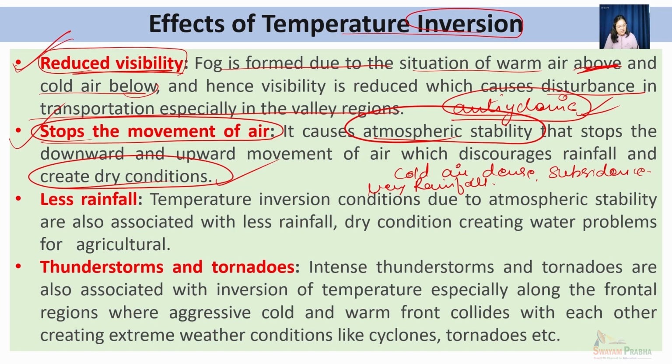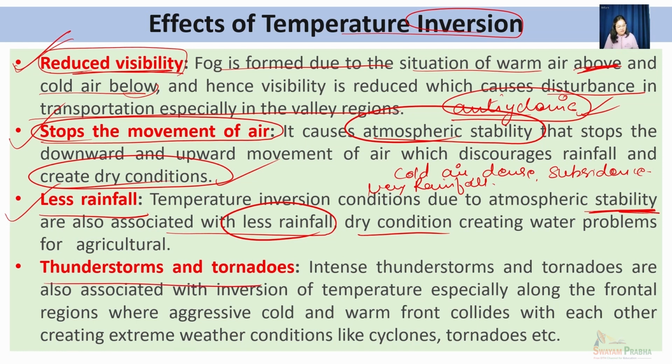Coming to another point, which is less rainfall. Again, unstable conditions lead to more rainfall, whereas stable atmospheric conditions lead to atmospheric stability and are associated with little to no rainfall, followed by dry conditions and water crisis, water problems, bad agricultural productivity, less agriculture, and food problems also.